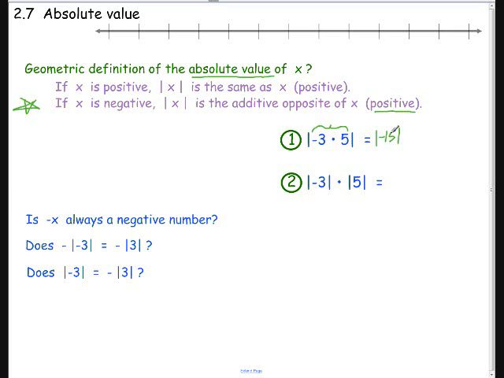And we know when we have a negative number, and we take its absolute value, it becomes the positive version. This one, what are we going to do here? Well, we don't have anything in parentheses, so we're going to take the absolute value of negative 3, which is 3, and we're going to multiply that times the absolute value of positive 5, which is 5.